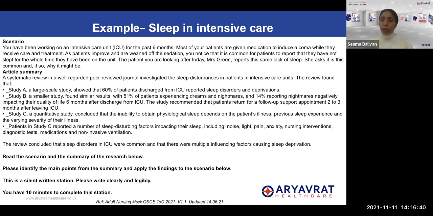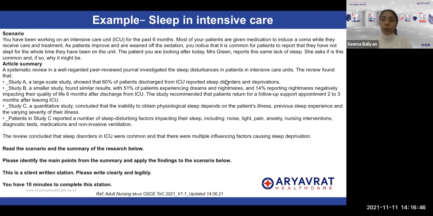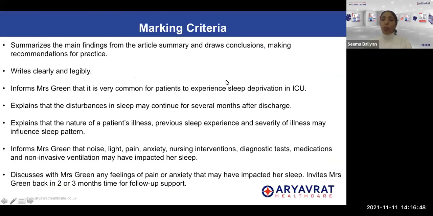Now, after this slide, I would want to go through the criteria, which is actually going to be the marking criteria for this particular scenario. So for the marking criteria, you will have to summarize the main findings from the article summary and draw a conclusion, making a recommendation for the practice. You will have to write clearly and legibly.